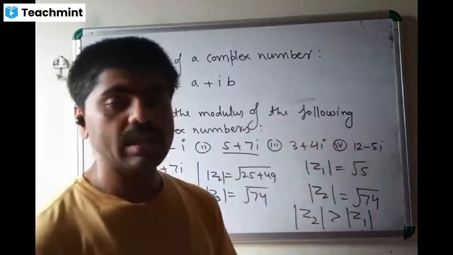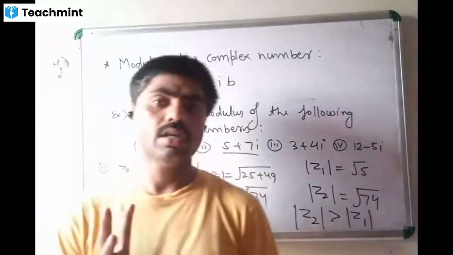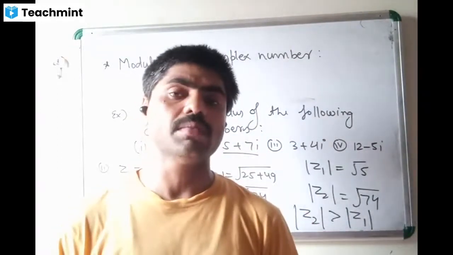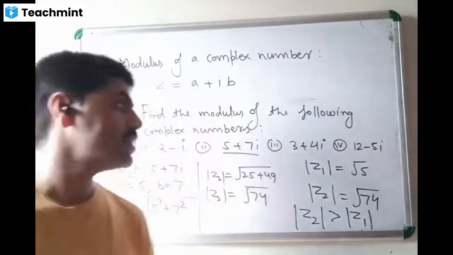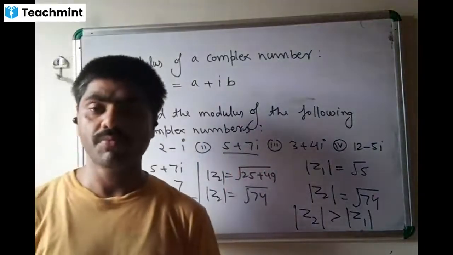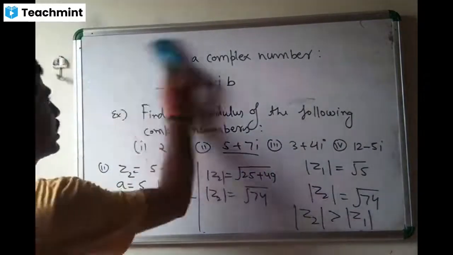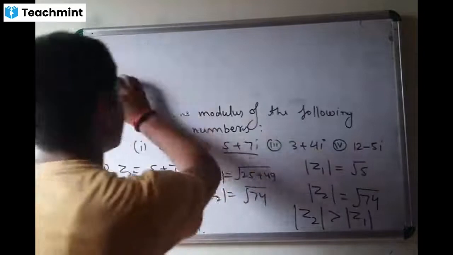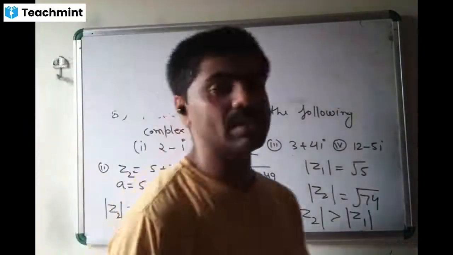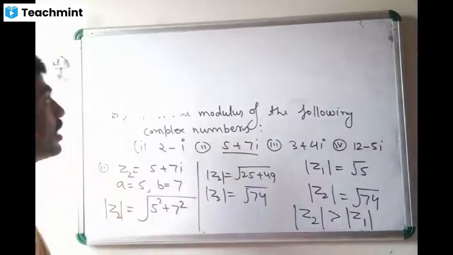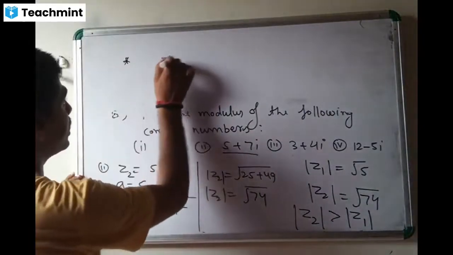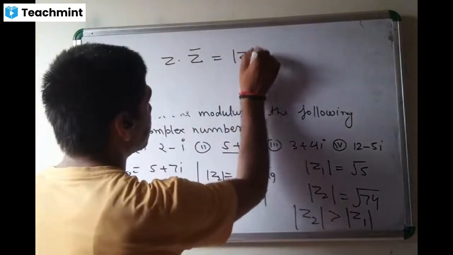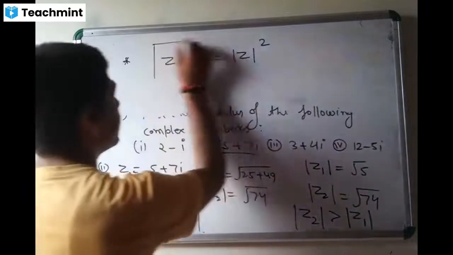So in this class you have been taught three properties: the multiplicative inverse of a complex number, the conjugate of a complex number, and the modulus of a complex number. And you have a relation between the complex number, its conjugate, and its modulus. Do you know the relation? Z into Z bar is equal to mod Z square. Yes, this is the relation, beta.